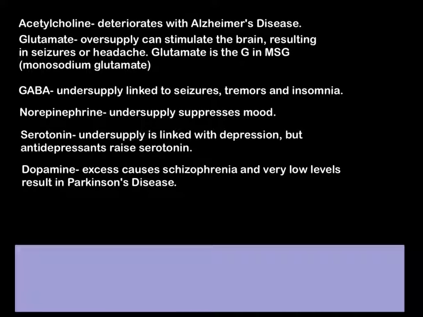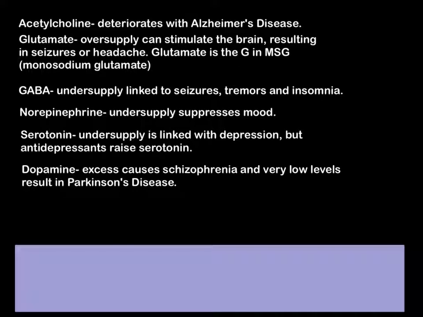And then on to GABA, with an undersupply linking to seizures, tremors, and insomnia. It makes sense because it's a major inhibitory neurotransmitter. And then with norepinephrine, an undersupply would result in a suppressed mood. Makes sense because it helps alertness and arousal, which goes hand in hand with your mood. And with serotonin, having an undersupply being linked with depression makes sense because serotonin affects mood, hunger, sleep, and arousal. And with dopamine, which influences movement, learning, attention, and emotion.